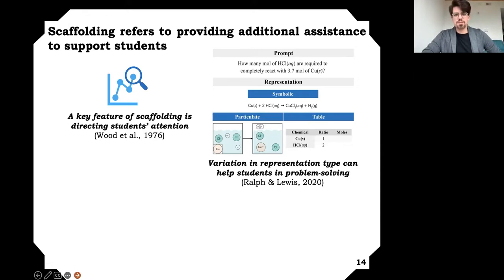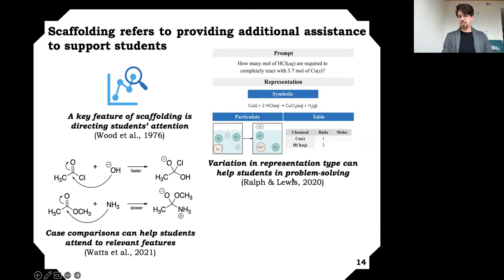Other ways that we could support students through scaffolding, case comparisons is something that's been used quite a bit in the context of organic chemistry reactions. This is a paper by Watts and colleagues. And here we're talking about problems that involve essentially side-by-side cases or these different examples. And it's the differences between those two examples that naturally encourage students to make comparisons and attend to specific relevant features. So this is an example here, two different reactions.